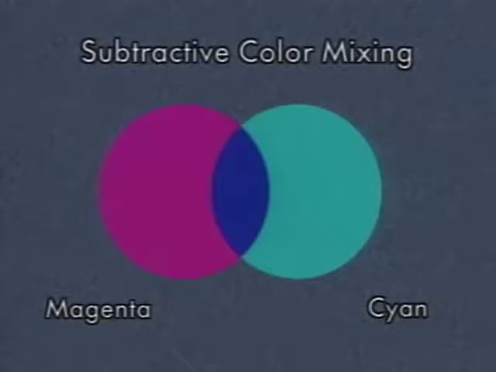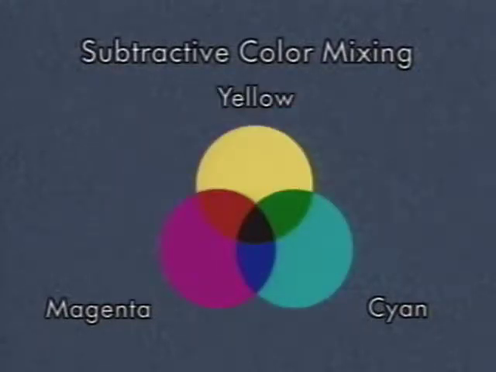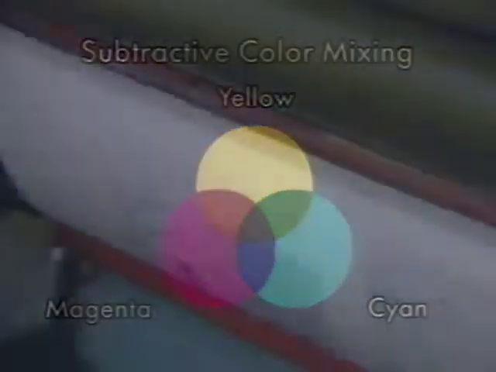This is called subtractive color mixing because as more pigments are mixed together, more colors are subtracted from the spectrum, and fewer colors are reflected back to our eyes. If you mix all 3 primary colors in equal proportions, the result is black. That's because all the colors of the spectrum are absorbed and none are reflected to our eyes.